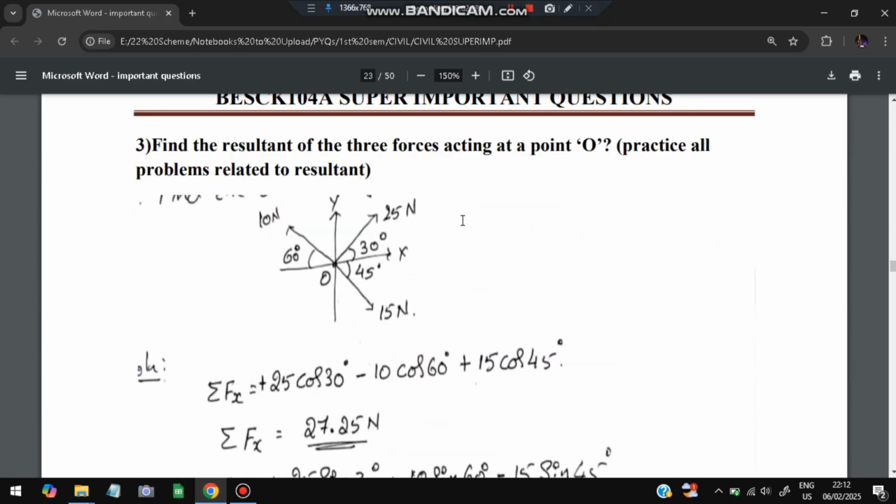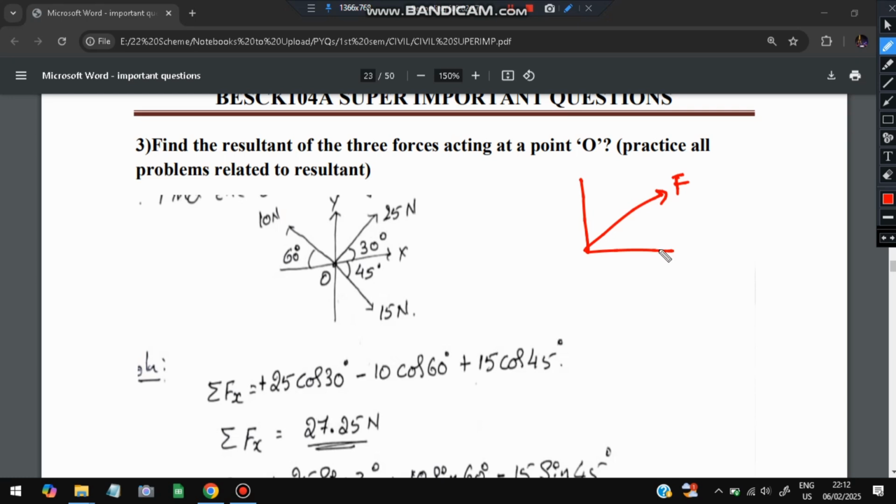Next is, find the resultant of the three forces acting on the point O. Practice all problems related to resultant force. This is one of the types of repeated questions which can be asked, so you have to practice this type of question many more times. I'll explain the concept used here. See, there are two components of the forces. If any force is present here, suppose that this is one force.